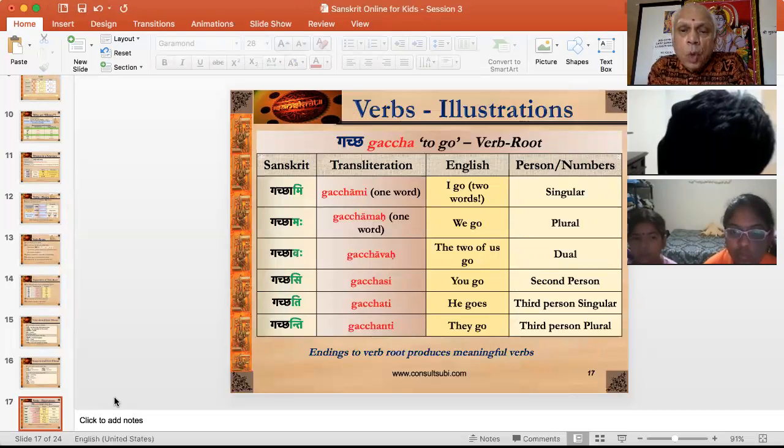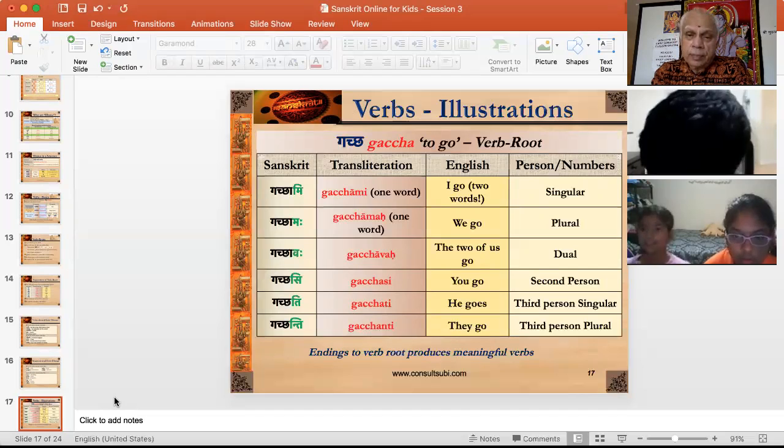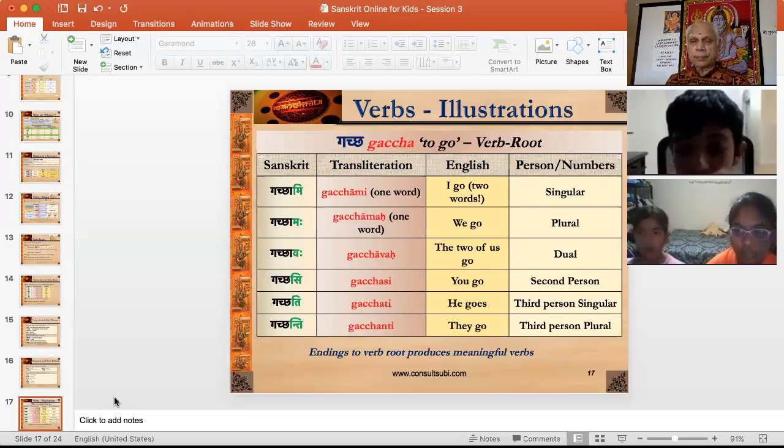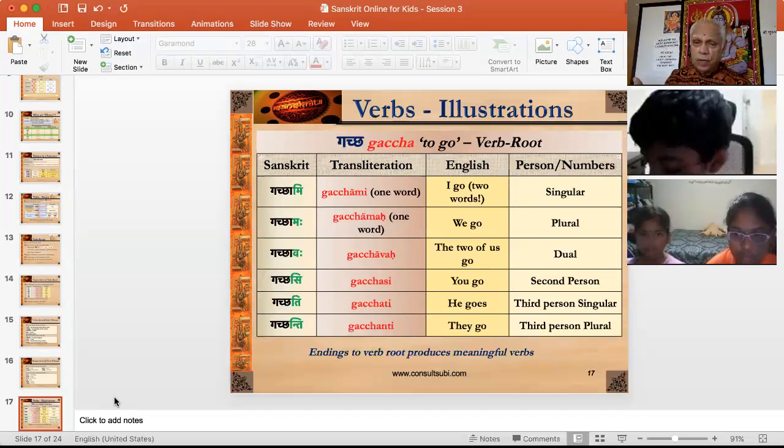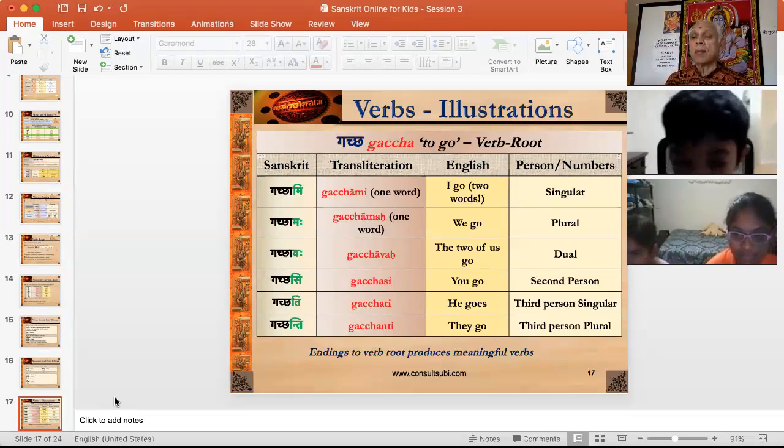Gacha, go. To go is a verb root. Gam, I told you, is a verb root from gacha, means to go. Gachami refers to I go. Only I go. Singular. Aham gachami. If I have one more person, we go. In English, you have got same word go. But in Sanskrit, you don't use the same word. You say gachamaha.